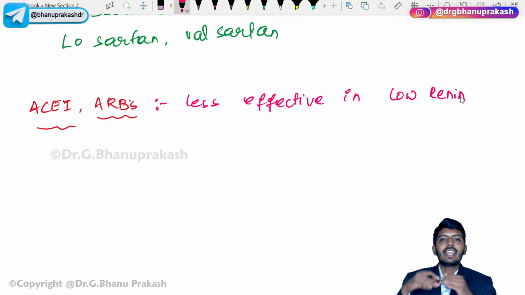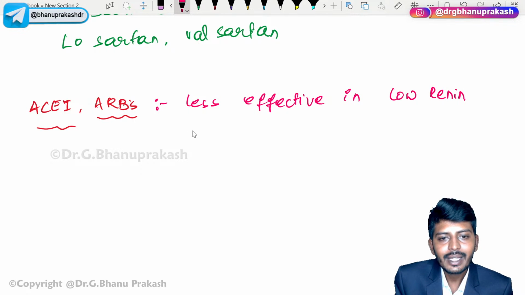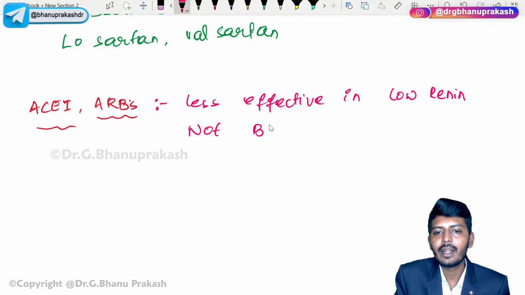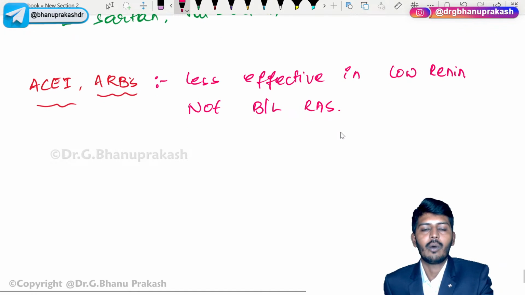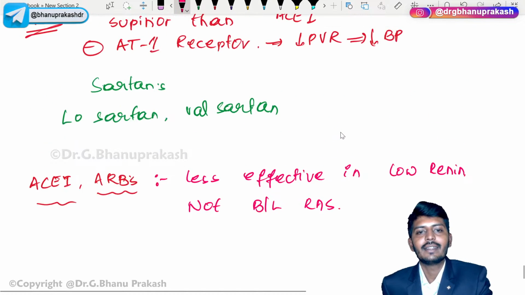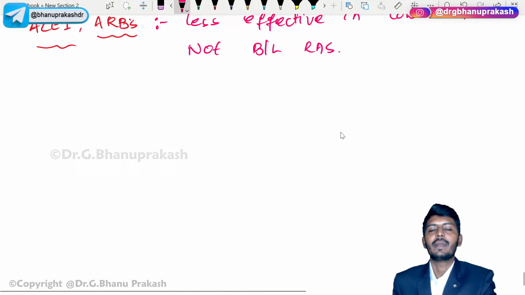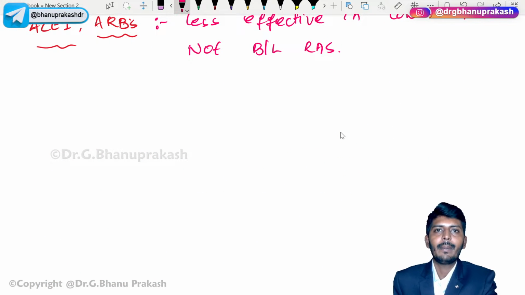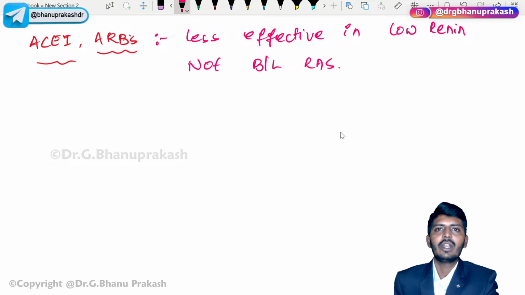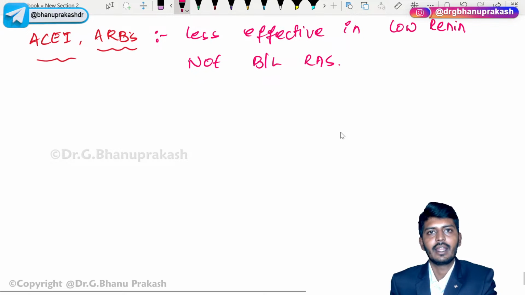There are two types: high renin hypertension and low renin hypertension. If there is a low renin hypertension, then ACE inhibitors and ARBs are less effective. Also, especially ACE inhibitors are not used in bilateral renal artery stenosis; we try to avoid these drugs. So this is the story of your ACE inhibitors and ARBs. My dear students, they're very good drugs, but the only problem is they are less effective in low renin hypertension and also not used in pregnancy.